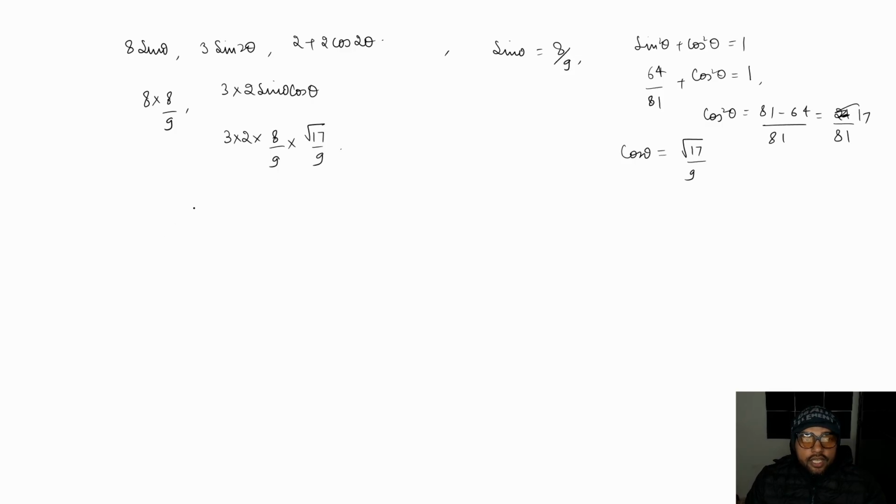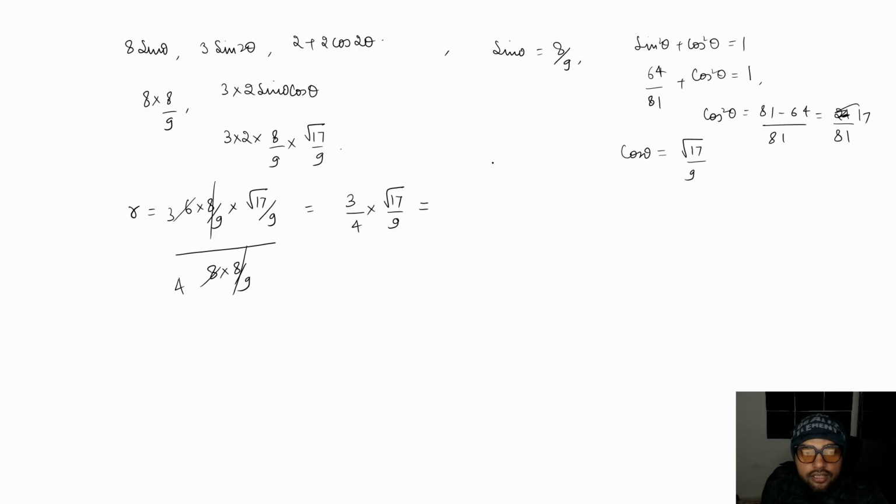Okay, so we can see here, students, we need to find the r component, second term by first term. So it will be 6 cross 8 by 9 cross root 17 by 9 upon 8 times 8 by 9. Here this got cancelled. So we can see here that 3 by 4 cross root 17 by 9. Okay, so we need to find the value of this particular equation, so of this particular value of r.